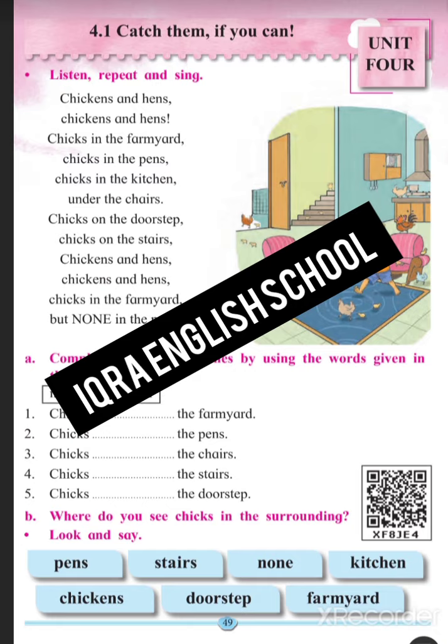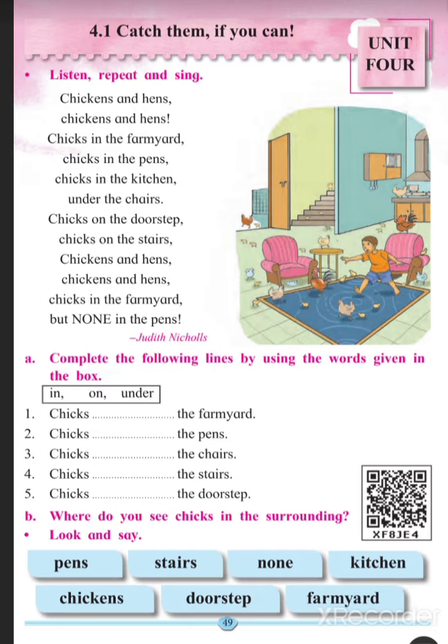Welcome back students. Today we are going to start a new topic from English Unit 4, topic number 4.1, Catch Them If You Can. Now what does it mean, catch them if you can? It means, catch them if you can. Listen, repeat and sing. So first we will just read the poem here.